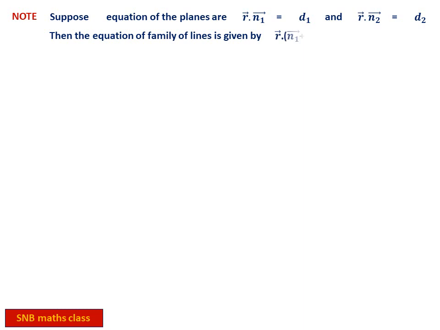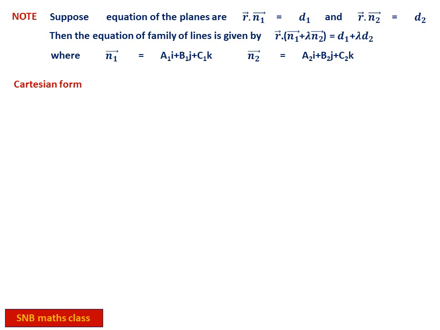Note, suppose the equations of the planes are, instead of unit normal, given as r dot n1 equal to d1 and r dot n2 equal to d2. Then the family of planes is given by the same method, r dot (n1 plus lambda n2) equal to d1 plus lambda d2, where n1 and n2 are not unit normals, they are normal vectors. So you can say n1 equal to a1i plus b1j plus c1k. Similarly, n2 will be equal to a2i plus b2j plus c2k. Please note, they are not unit normals. That's the only difference. Now the Cartesian form. Similarly, we can also find the Cartesian form.